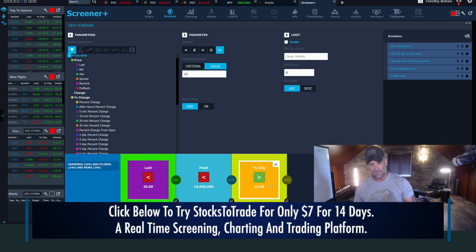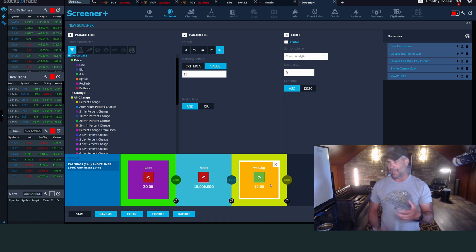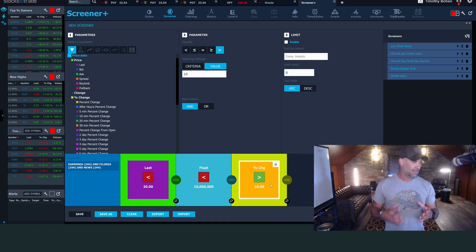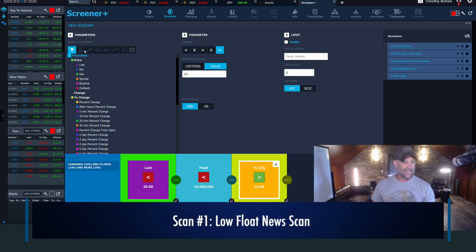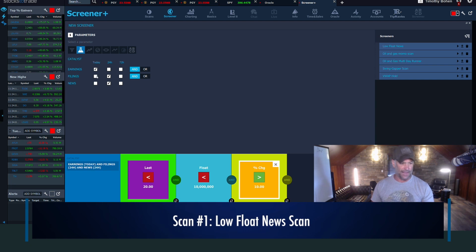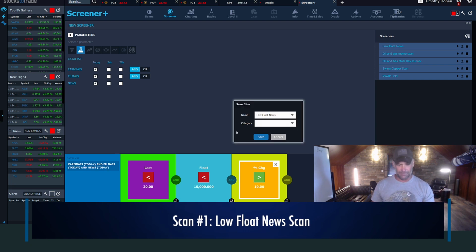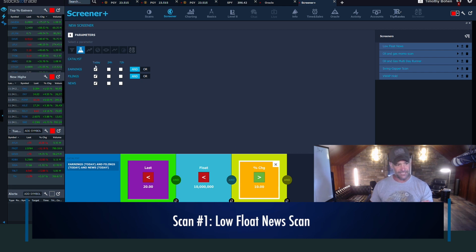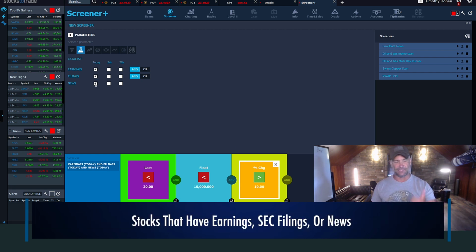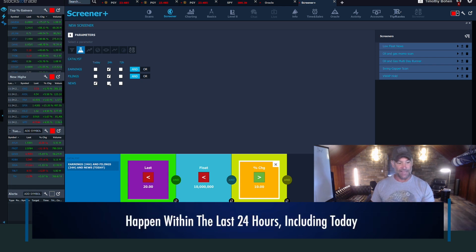So the next scan that I'm going to talk about is a stock scan that is specifically geared towards PGY, well, until it breaks 20. Now, you understand you can adjust these criteria. I think, and it's been proven over time, that those low price, less than $20 movers are the biggest movers, okay? But what this scan does, you can see this is my low float news scan, and what I am looking for specifically with this is stocks that have earnings, SEC filings, or news either within the last 24 hours or today.